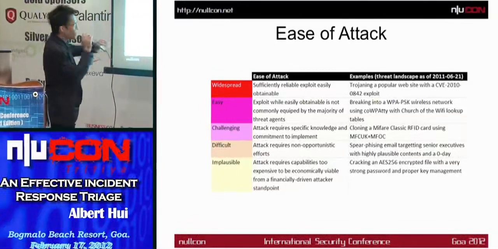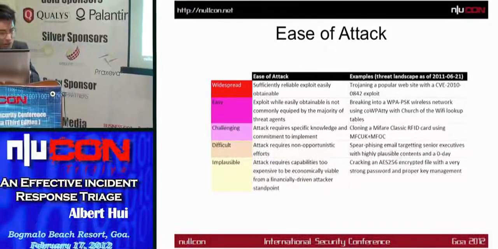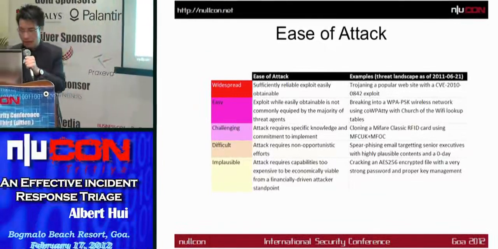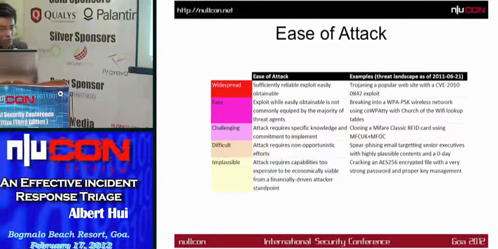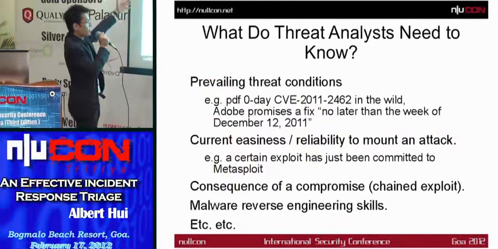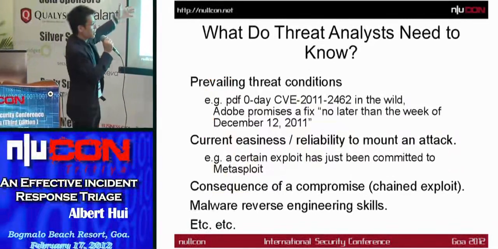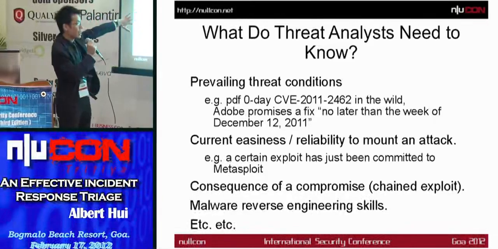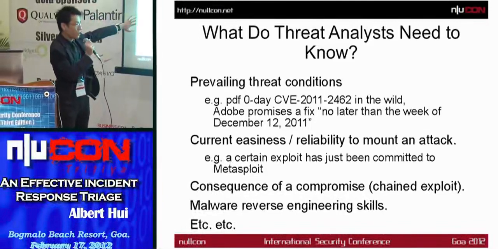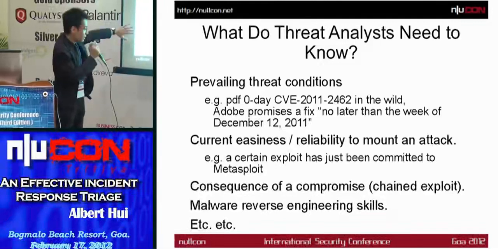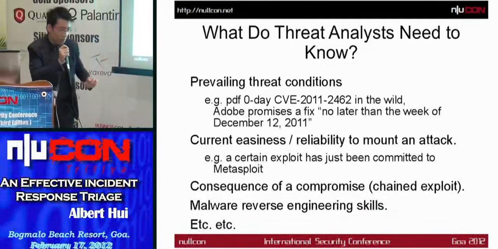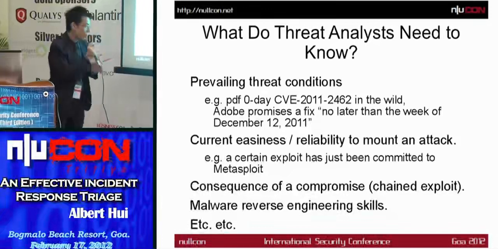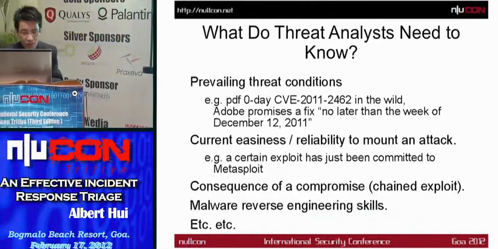So what do threat analysts need to know in order to put together all these metrics? Of course, you would have to be able to tell whether a particular exploit is currently widespread and the corresponding patch has not been published. So your analysts would have to know about the current threat landscape, about the patch scenarios, and they would also have to have an idea of how easy and reliable it is to mount a particular attack in order to put together that metric. And they would also have to know the consequence of a compromise. They would have to know the interplay of risk. And of course, it would be ideal if your analysts have malware reverse engineering skills. But that's the idea.